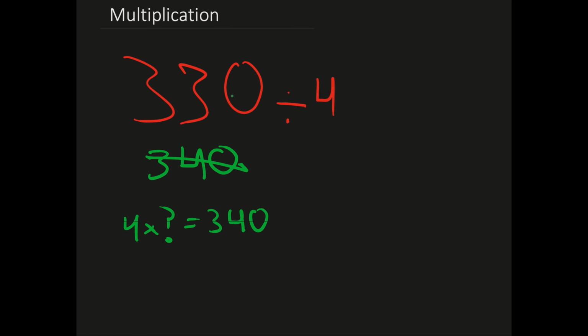What that means is we're going to take 10 away. Now we have 320. 4 times what equals 320? Now this should be pretty simple. 4 times 80 equals 320. So our estimate would be 320.